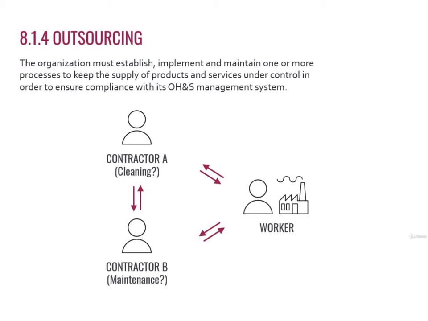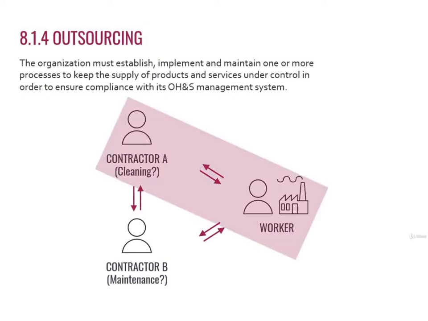Outsourcing management is the main topic of Clause 8.1.4. It states, the organization must establish, implement, and maintain one or more processes to keep the supply of products and services under control in order to ensure compliance with its OH&S management system. It means that every time our company does something that requires some level of interaction with another company, new risks may arise, and they have to be considered.